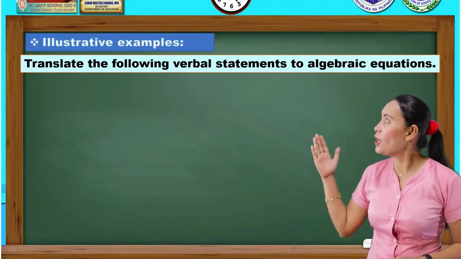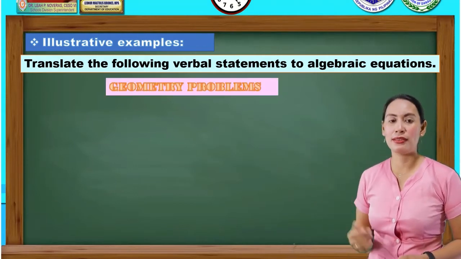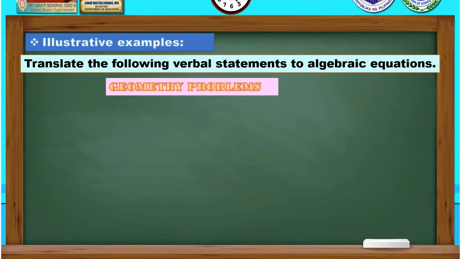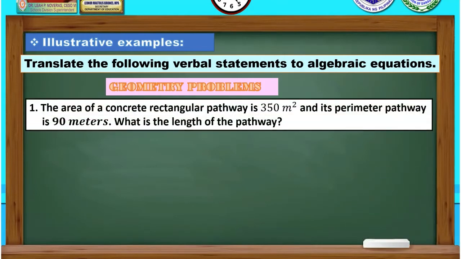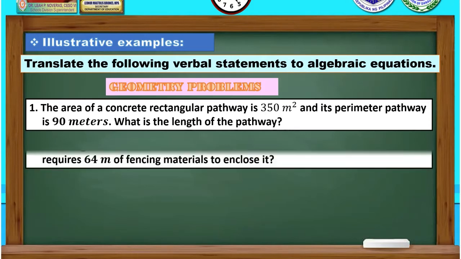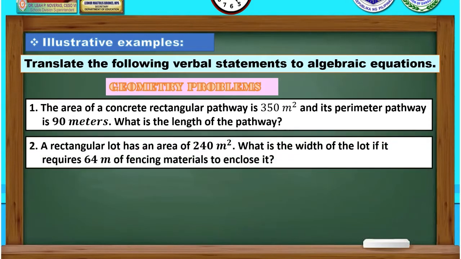So let's start with geometry problems. Number 1. The area of a concrete rectangular pathway is 350 square meters and its perimeter is 90 meters. What is the length of the pathway? Number 2. A rectangular lot has an area of 240 square meters. What is the width of the lot if it requires 64 meters of fencing materials to enclose it?